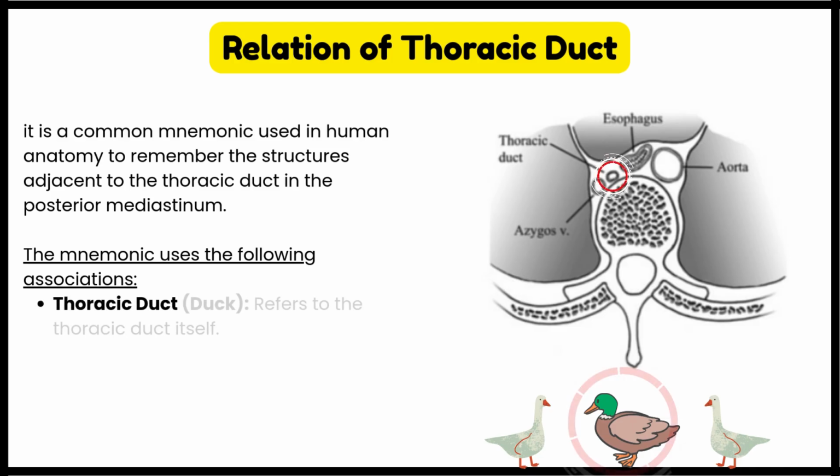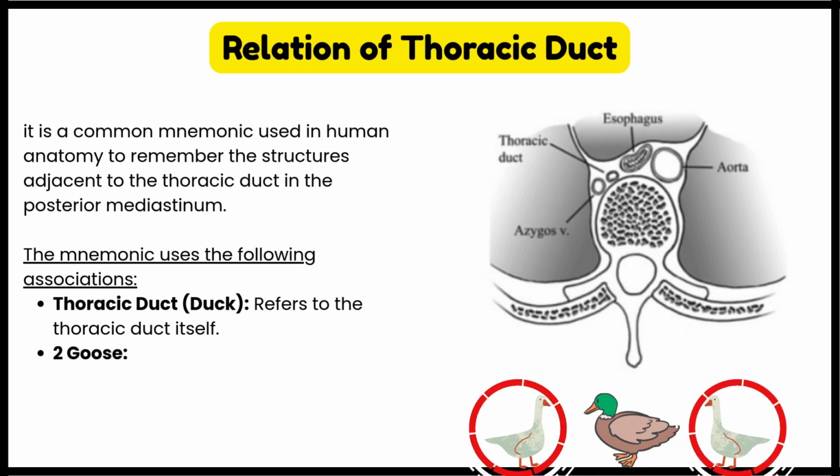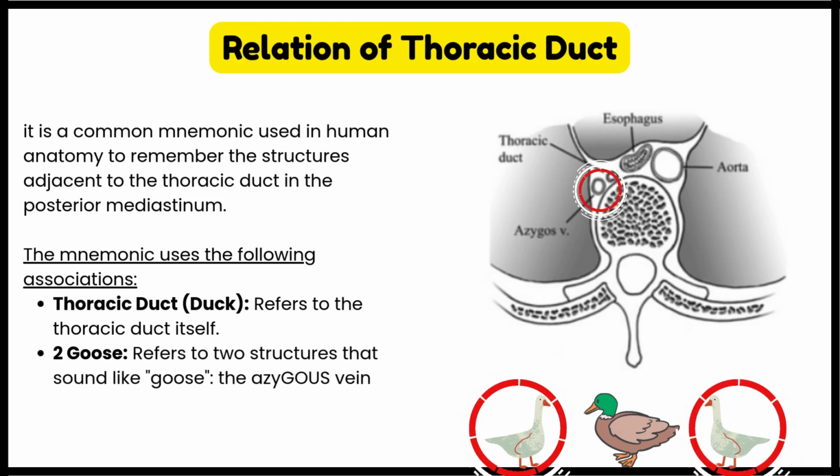Thoracic duct. The duct refers to the thoracic duct itself. Two goose refers to two structures that sound like goose. The azygos vein and the esophagus.